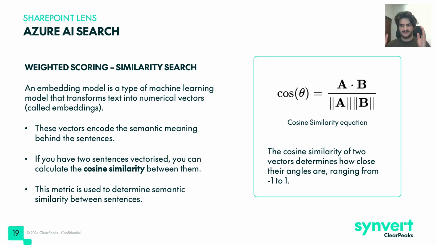These vectors encode the meaning of the sentences. So then if you compare two vectors mathematically using a metric like cosine similarity or the Euclidean distance, you can then determine how similar two sentences are. In our case, we use cosine similarity to calculate the similarity between vectors, which is the equation that's shown here. But other metrics are also fine. It doesn't make that much of a difference.